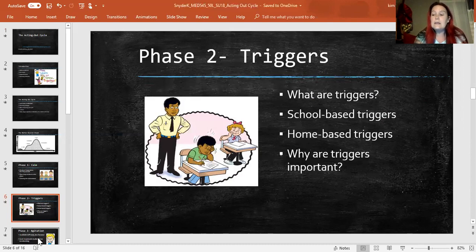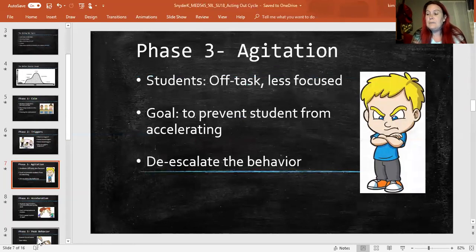The third phase is agitation. In the agitation phase, students are off task and less focused. At this point, it will start to become harder to calm the student. This phase can last for a long time depending on how the teacher reacts. The teacher's goal is to interrupt the acting out cycle before it escalates to more challenging forms of behavior. During this phase, there are some strategies that may de-escalate the behavior.